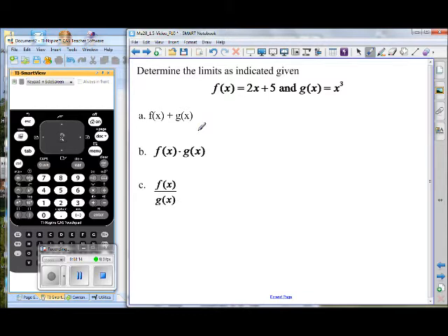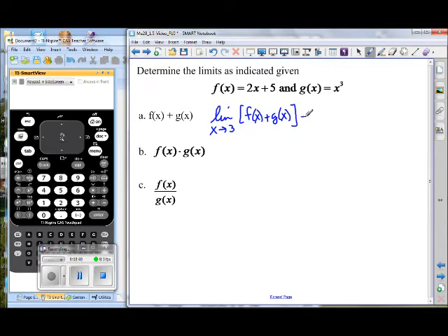Okay, well, let's look then at some examples here. Determine the limits as indicated, what we have here, and what I'm going to put down is we want the limit as x approaches 3 of f of x plus g of x.